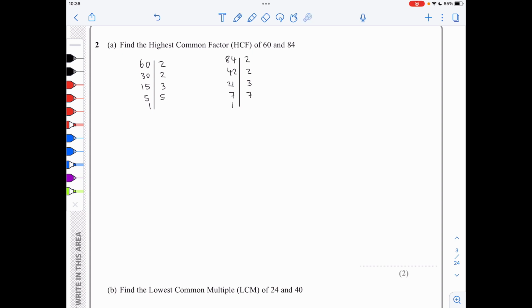These are the prime factors of 60 and the prime factors of 84, and we need to pick out the common ones. So we've got the 2 with the 2, the 2 with the 2, and the 3 with the 3, and therefore the highest common factor will be the product of these three prime factors. So it's going to be 2 times 2 times 3, which is 12.